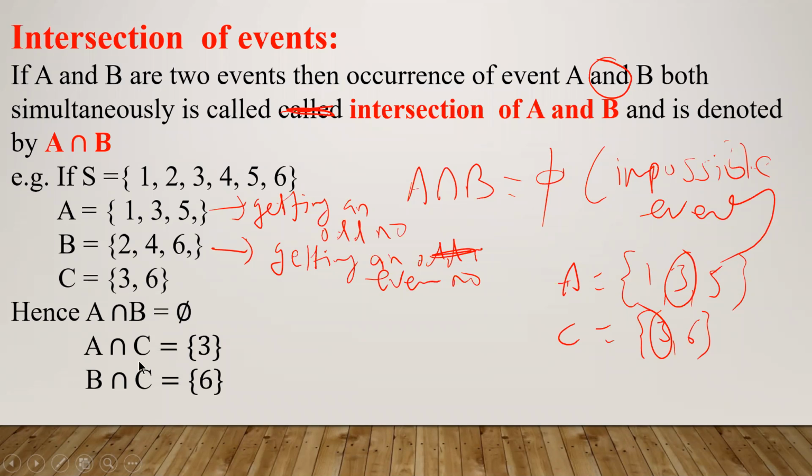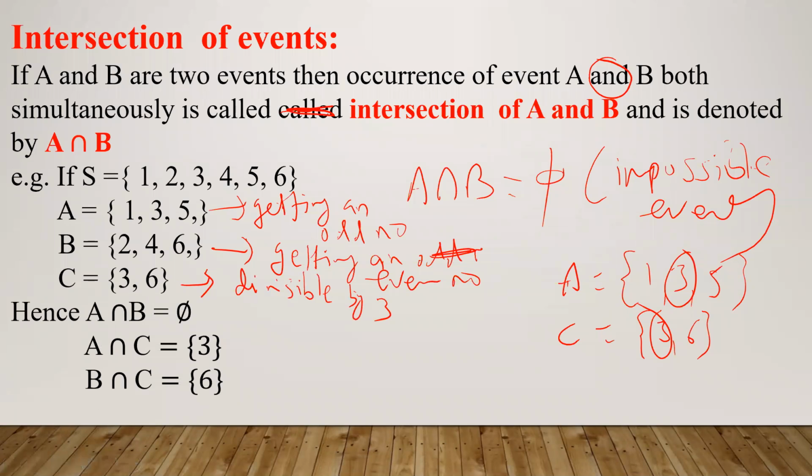Similarly, I can find out B intersection C. Look at in B and C, what is common? 6 is common. So B intersection C is 6. Because 6 is a number which is in B, which is an even number, and it is also in C. It is also divisible by 3. C is an event of getting a number divisible by 3. And 6 is a number which is even. That means it goes in B, and also it is divisible by 3, so it is also in C. So B intersection C will contain 6.